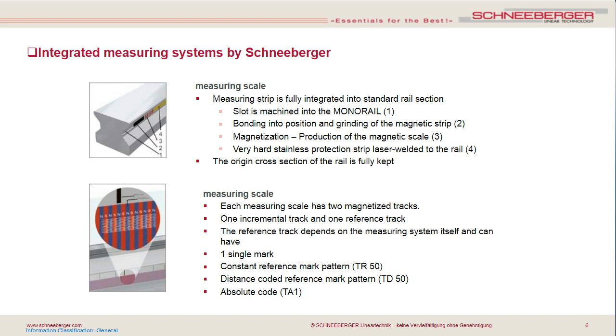Measuring scale. Each measuring scale has two magnetized tracks, one incremental track and one reference track. The reference track depends on the measuring system itself and can have a single mark, a constant reference mark pattern, which we call TR50, a distance-coded reference mark pattern, which we call TE50, or an absolute code, which we call TA1.